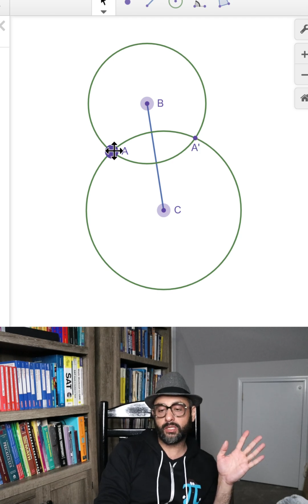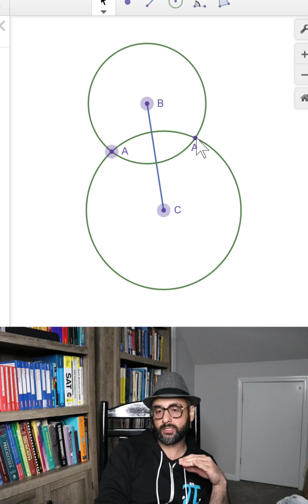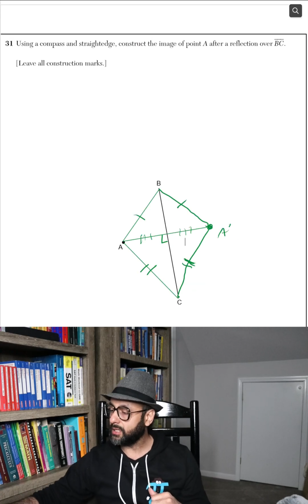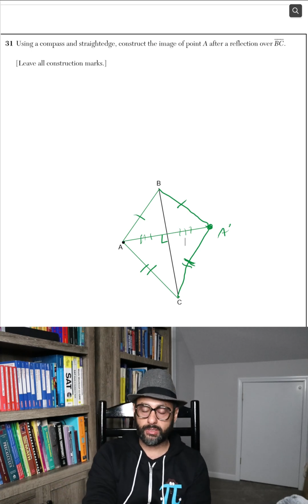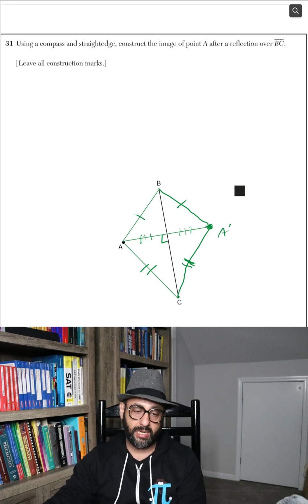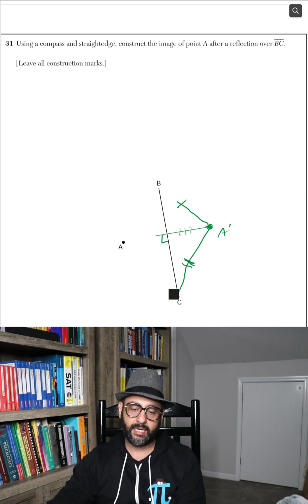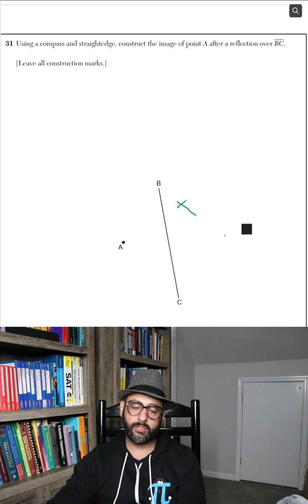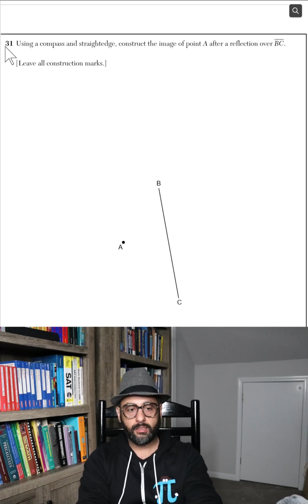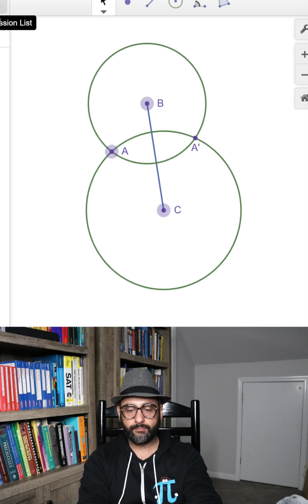Well, one of the intersections of those two circles is A. The other intersection of the two circles is A prime. So we've gotten the location of A prime. Let me just make sure that we're not confusing you here. This is just expository explanation. This is not a construction because I kind of had to guess at the location of A prime. Again, this is a construction.